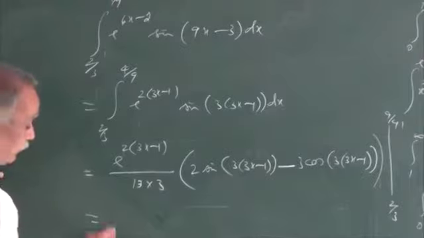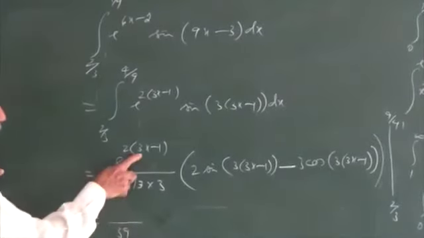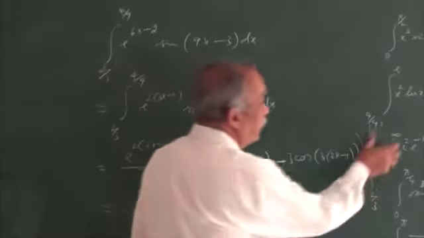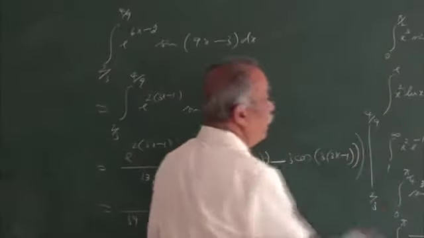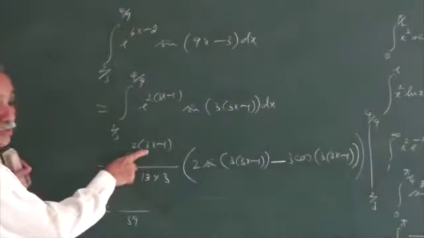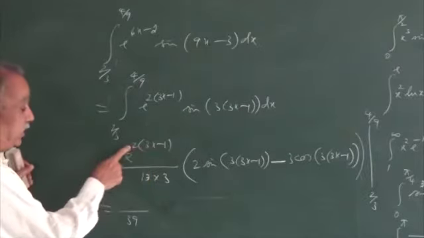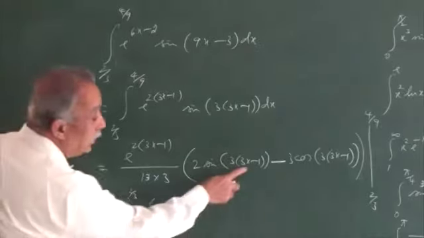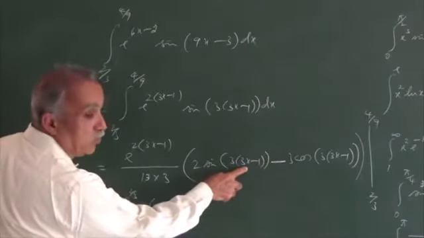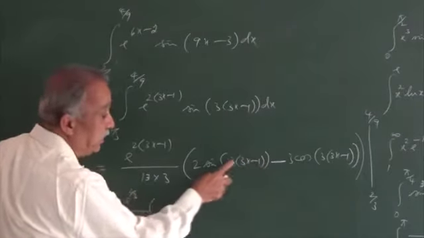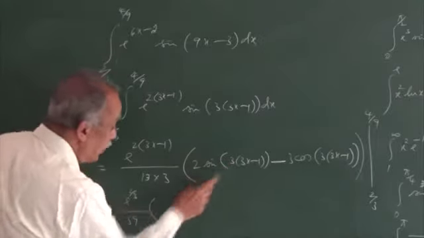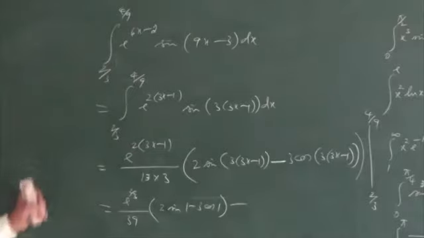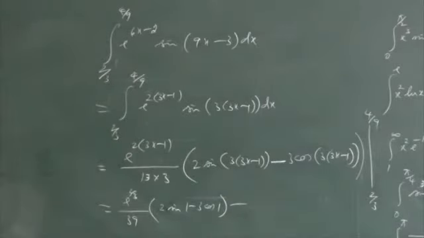Applying the values at x = 9/4, that is 4/9: at 4/9, 4/3 minus 1, 1/3 into 2, 2/3. 3x minus 1 will be 4/3 minus 1, 1/3 into 3, 1, 2 sin 1 minus 3 cos 1 is the value at the upper limit 4/9.